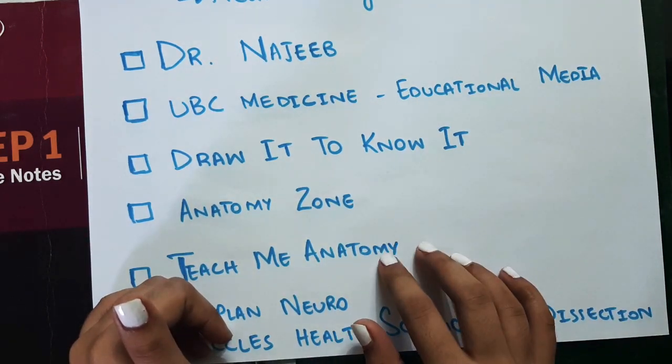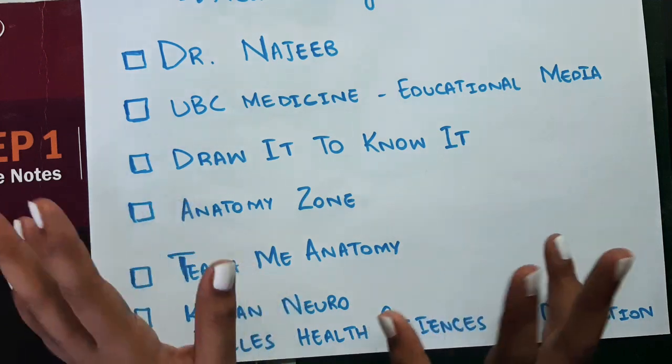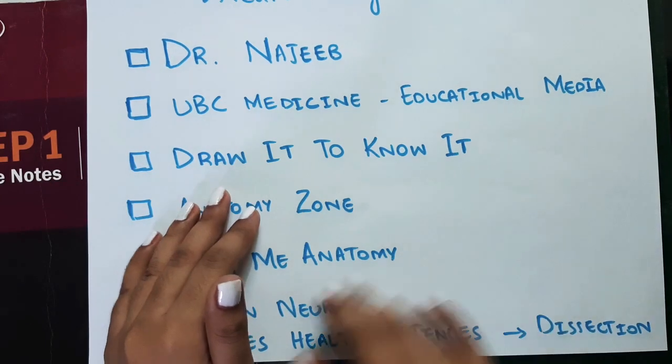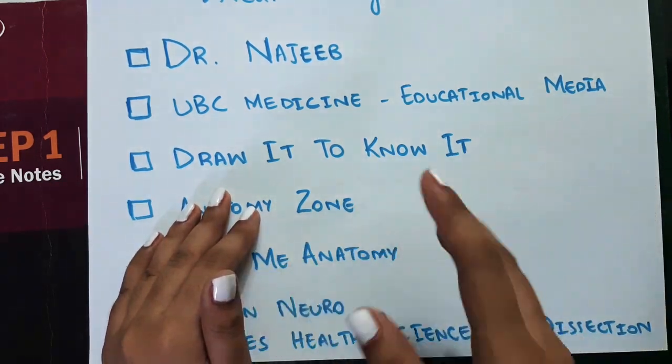Anatomy Zone and Teach Me Anatomy are the two resources that I recommend to anyone generally for anatomy, but also neuroanatomy.